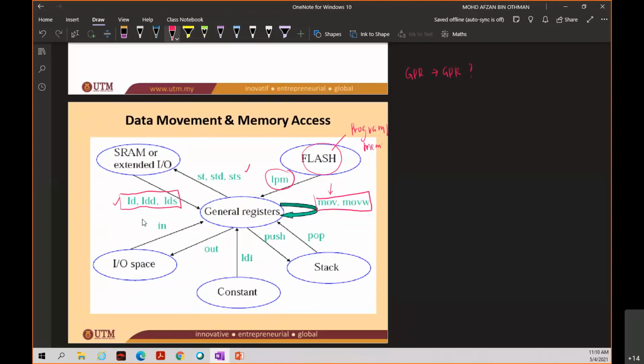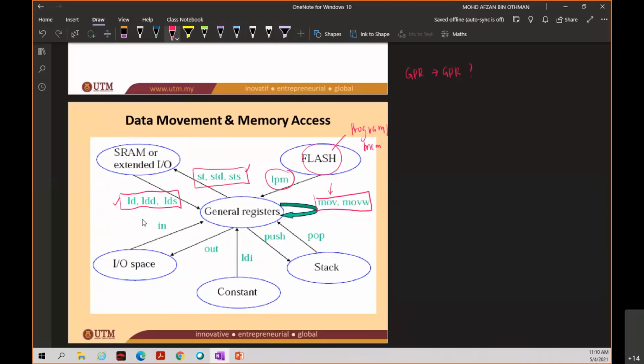In the previous case, we already learned about this. LDS means we use the direct addressing mode. LD and LDD use the indirect addressing mode. To store a value from GPR to RAM, you can use the instructions ST, STD, and STS. The STS is a direct addressing mode, while ST and STD are indirect addressing modes.